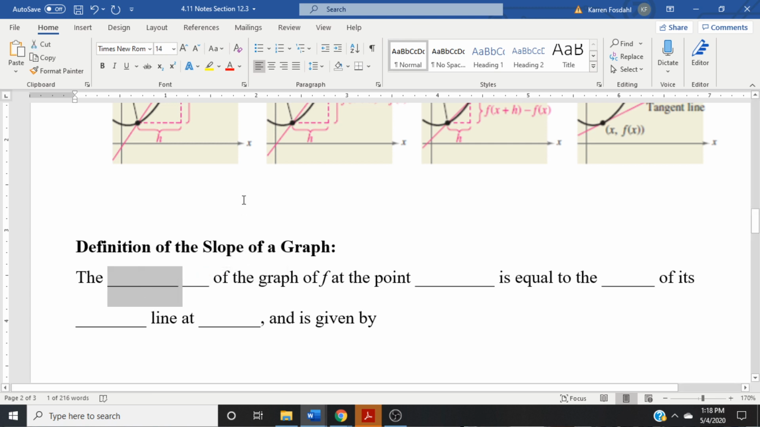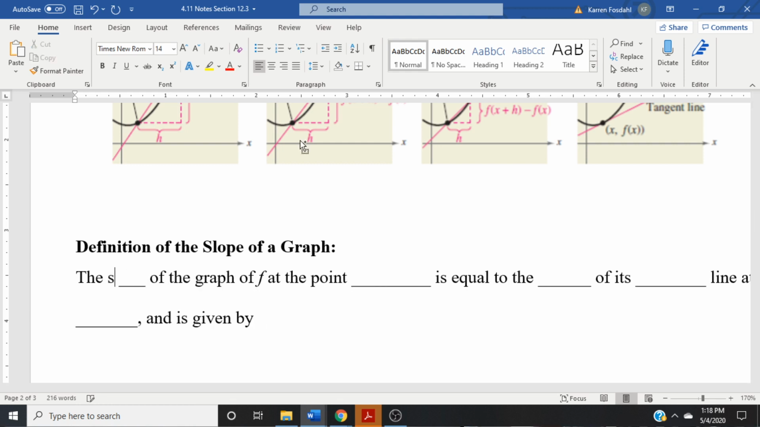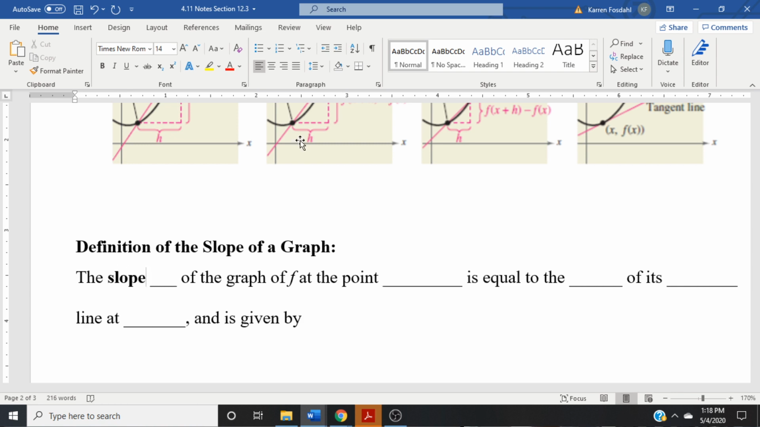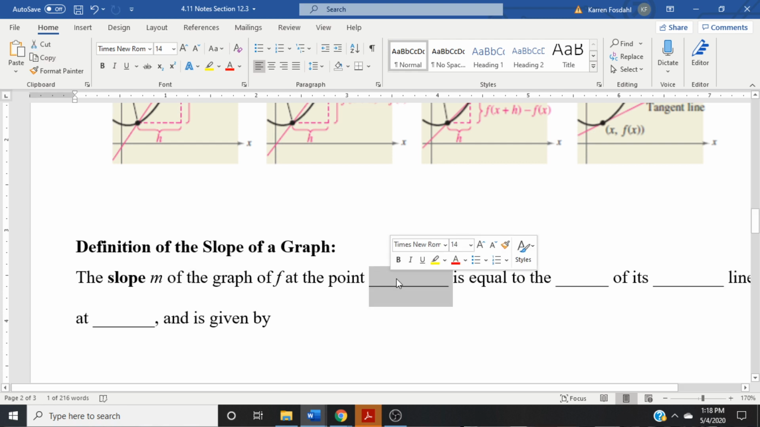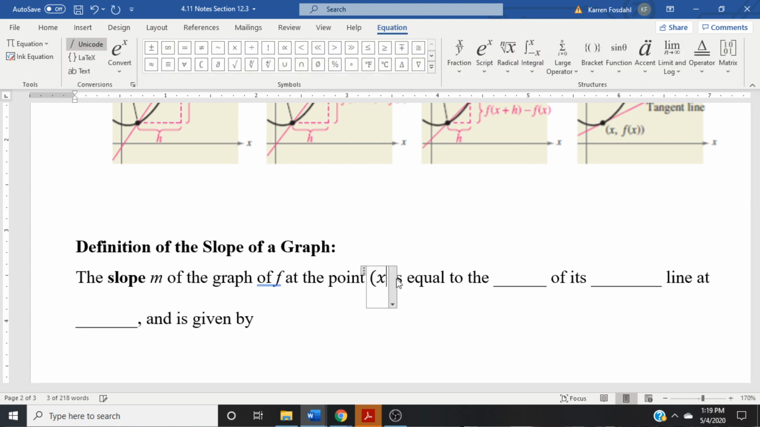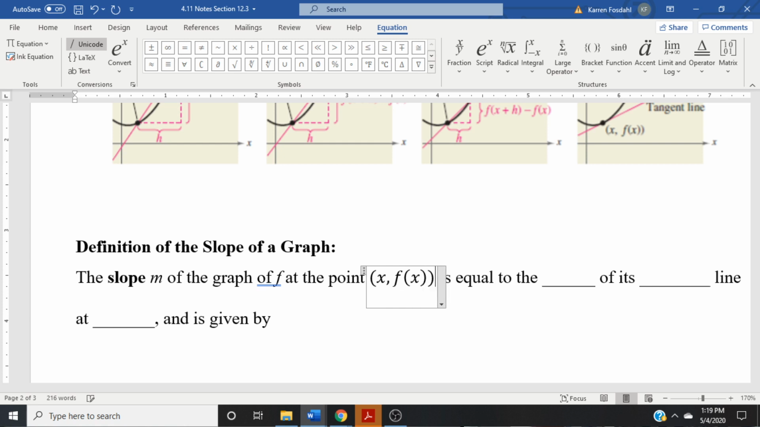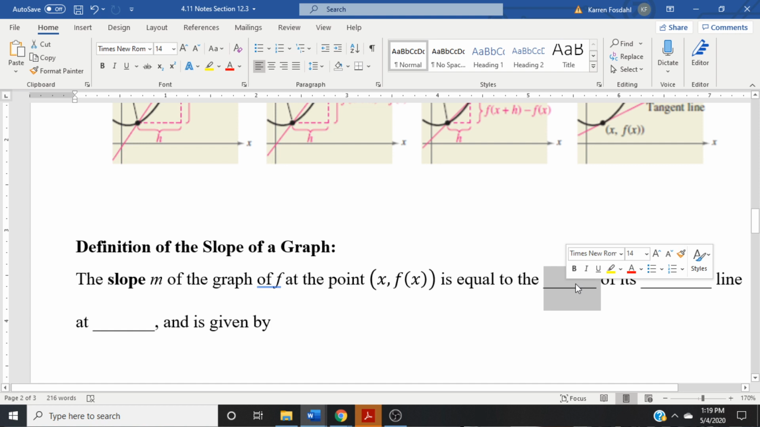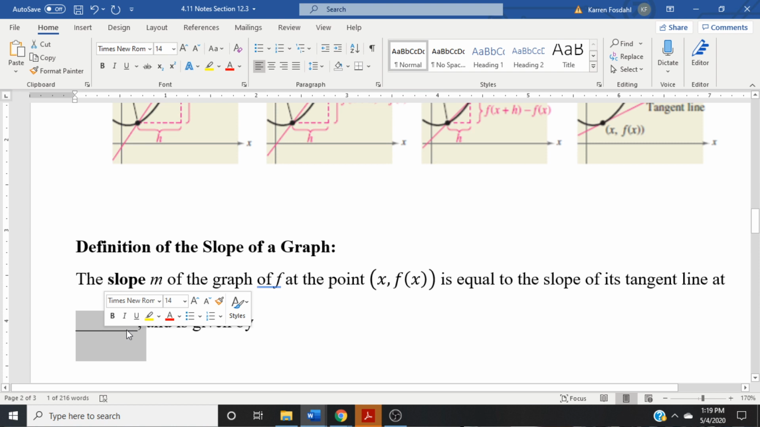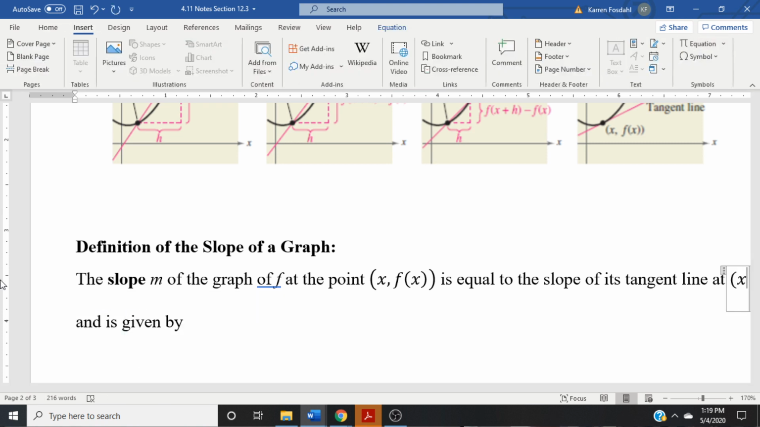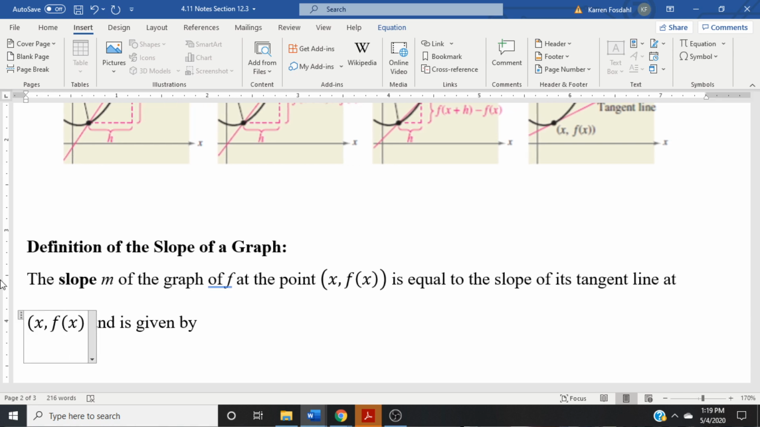Okay, so we're going to define the slope of a graph. So the slope, let's bold it, slope m of the graph f at the point x, f of x is equal to the slope of its tangent line at the same point, x, f of x. And it is given by this equation.